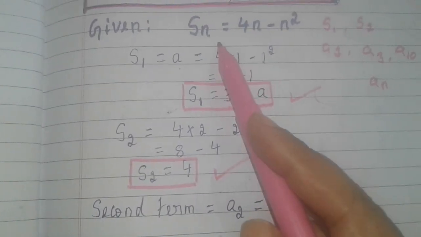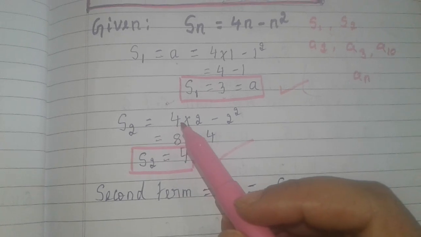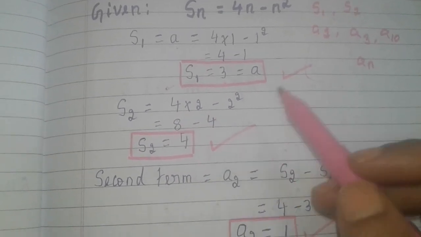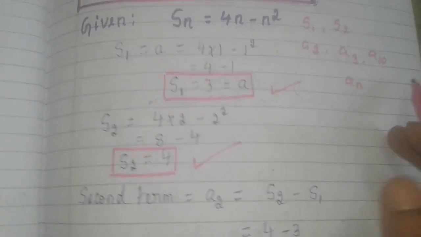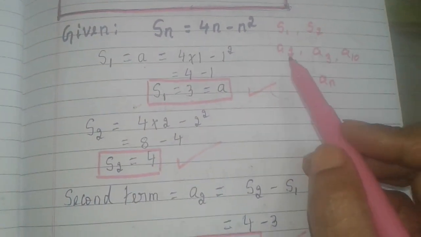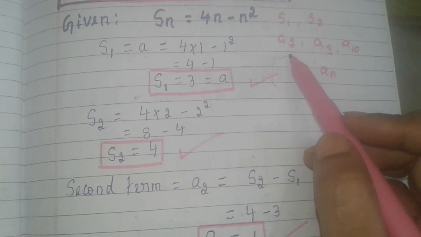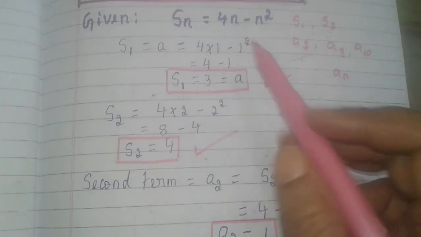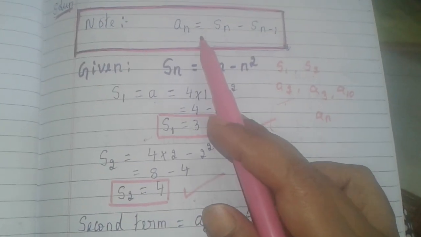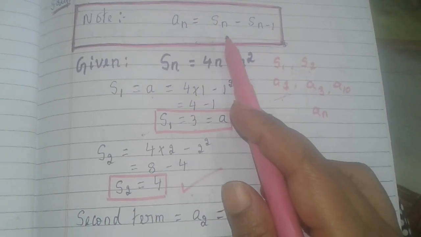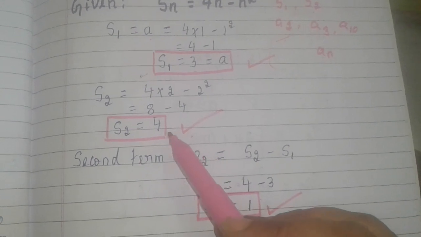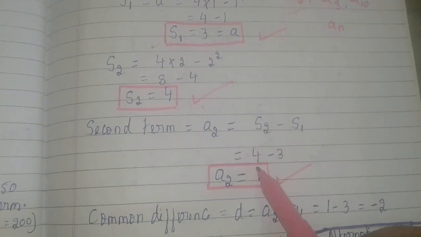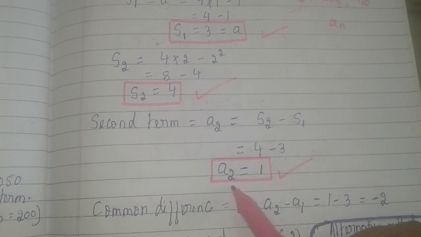S2: wherever n is there, put 2. S2 equals 4 into 2 minus 2 square. 8 minus 4, that is 4. So I got S1 and S2. Now next I have to find A2. Can I use S1 and S2 to find A2? Yes, using this remark, A2 can be written as S2 minus S1. A2 equals S2 is 4 minus S1 is 3. So A2 equals 1.